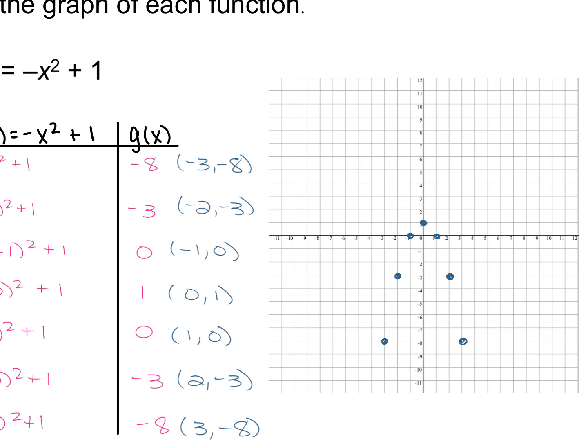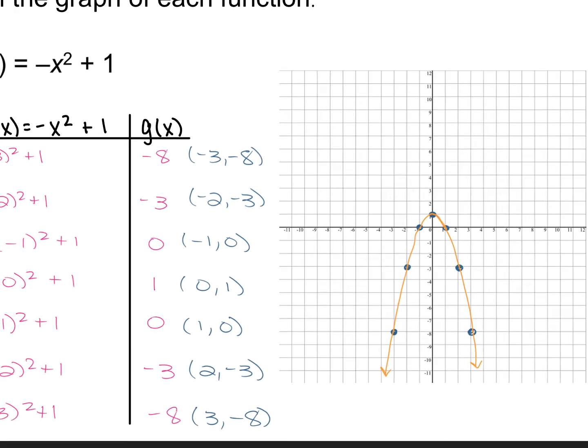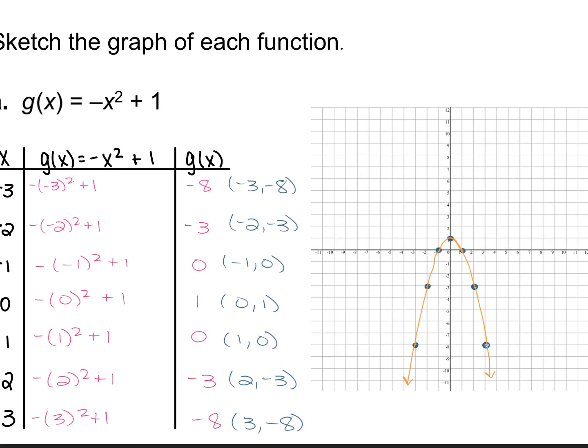From here, you just draw your line through those points. So we see here that this line curves and forms like an upside down U. That upside down, or opening downwards, is because of that negative that's in front of that x squared.